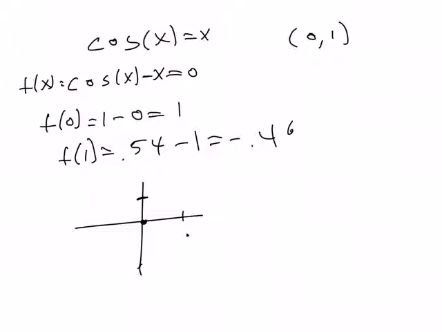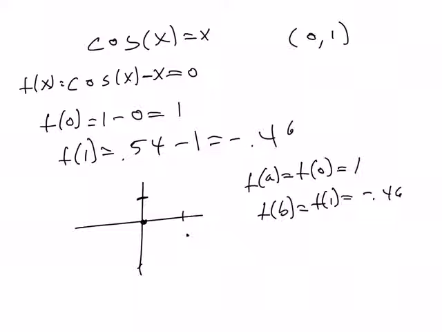So again, take f of a to equal f of 0 to equal 1, and f of b to equal f of 1 to equal negative 0.46. By the intermediate value theorem, there will be a c such that f of c equals 0, because this is positive and this is negative. In other words, we're going from here down to here, and there should be a point where we hit 0 at the x-axis.